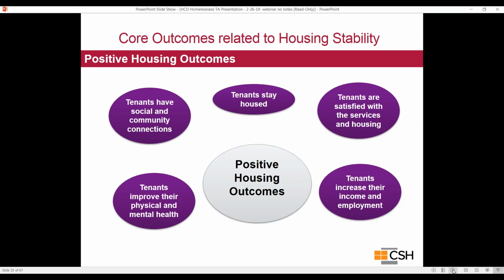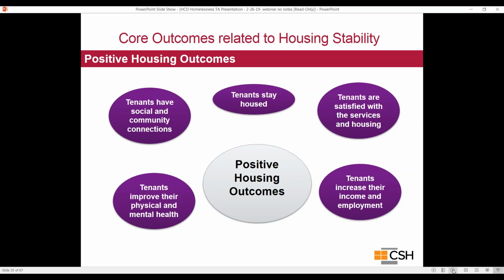Outcome 2 is that tenants are satisfied with their services in housing. Tenant satisfaction is an important outcome that ultimately affects the quality of life for tenants and the ability of supportive housing projects to help tenants achieve housing stability. Tenants are satisfied with their housing, and tenants are satisfied with the services that are available to them.